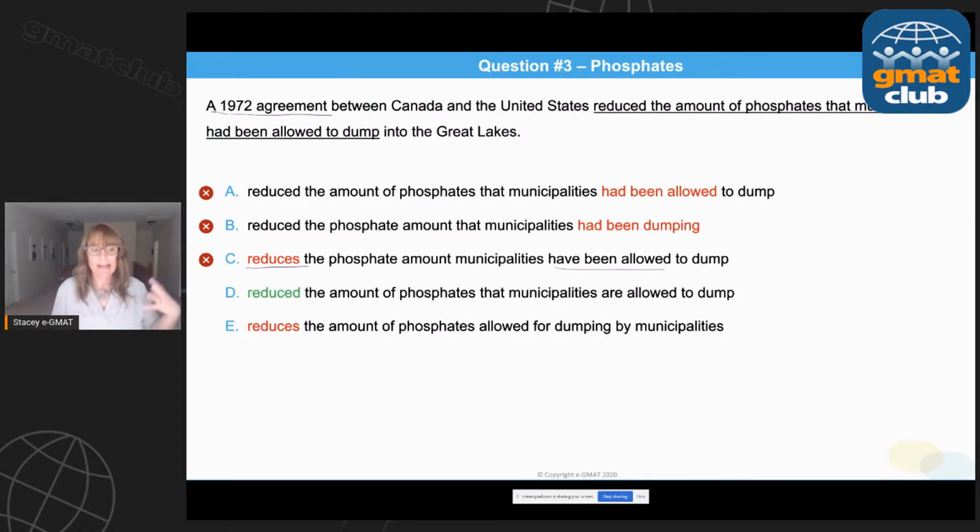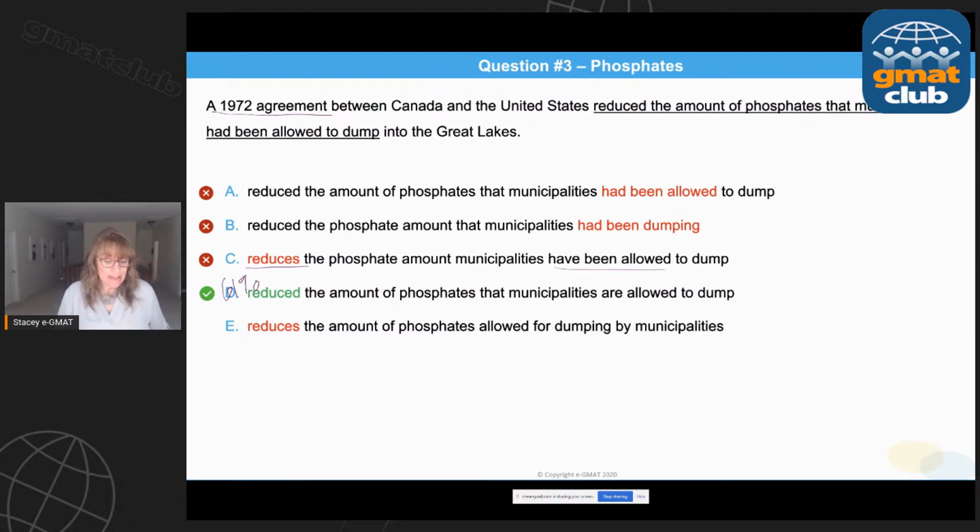So "reduces" is not the proper verb tense because that's the present tense, and we can't use present tense with an agreement that happened in 1972. That's illogical. Okay, so choice C is incorrect for the use of the present tense "reduces." We would need "reduced" there. Choice D is indeed our correct answer. And 61% of you landed on this, so nice job here. That's a pretty solid accuracy rate for working our way through verbs.